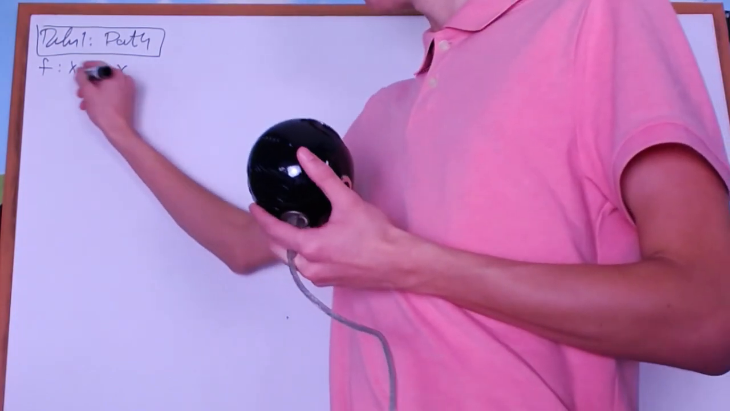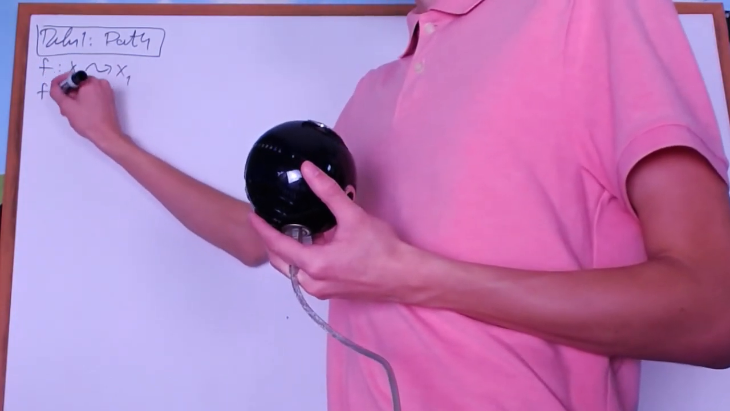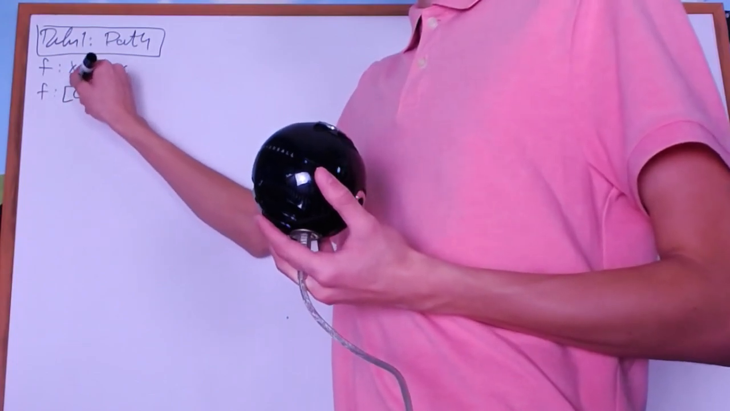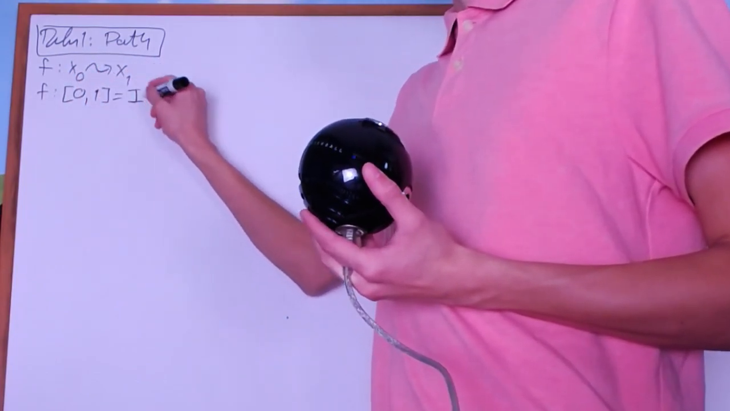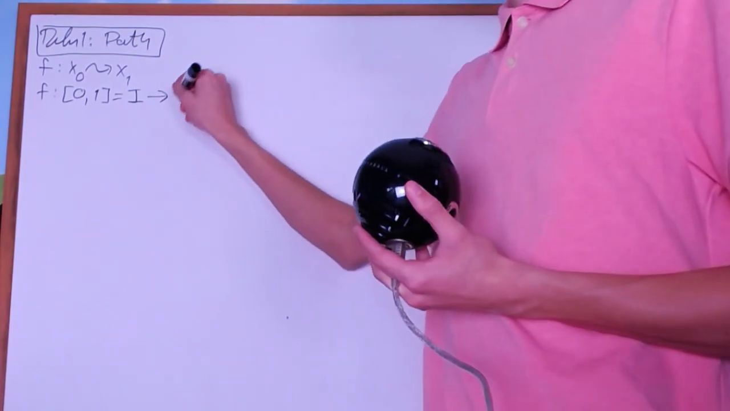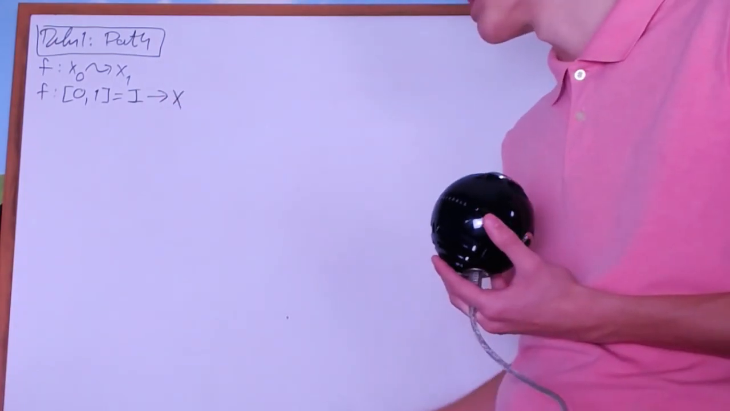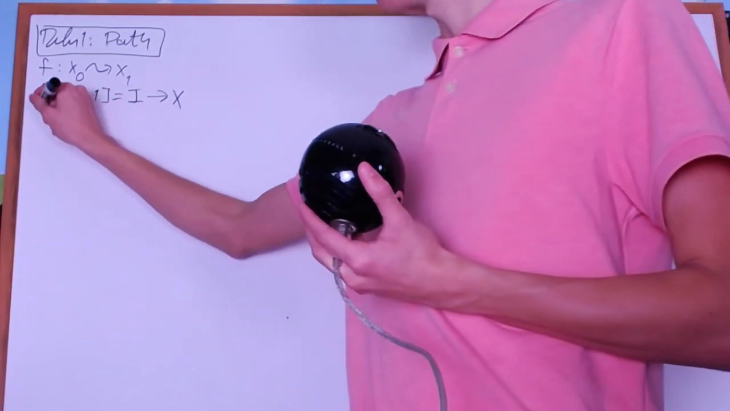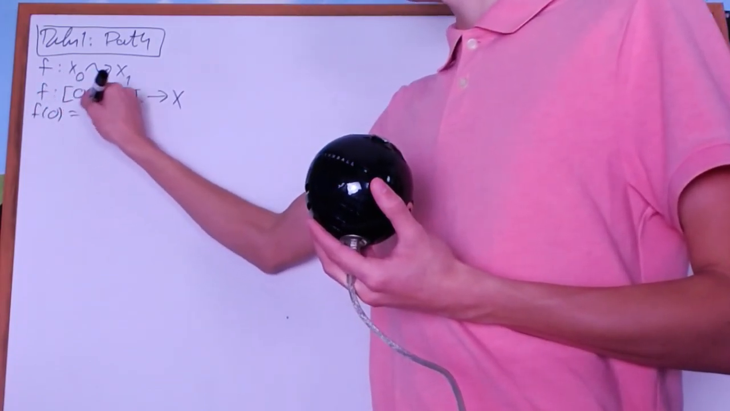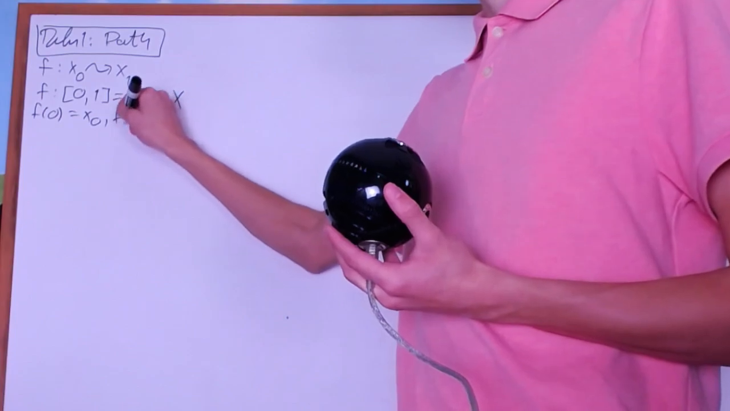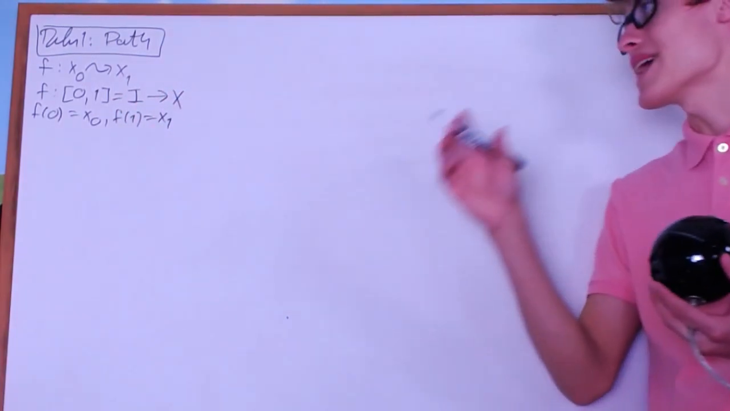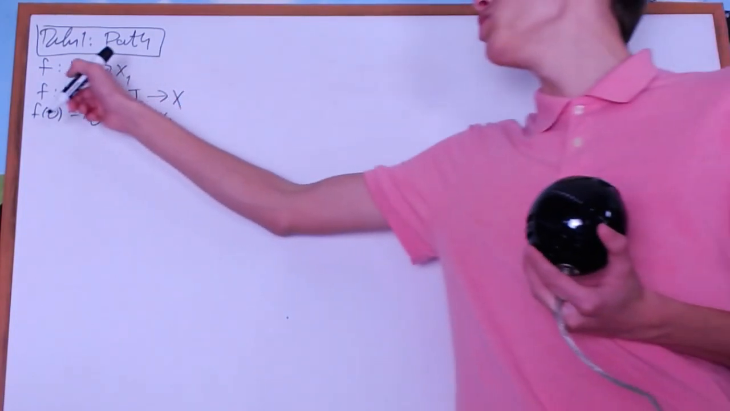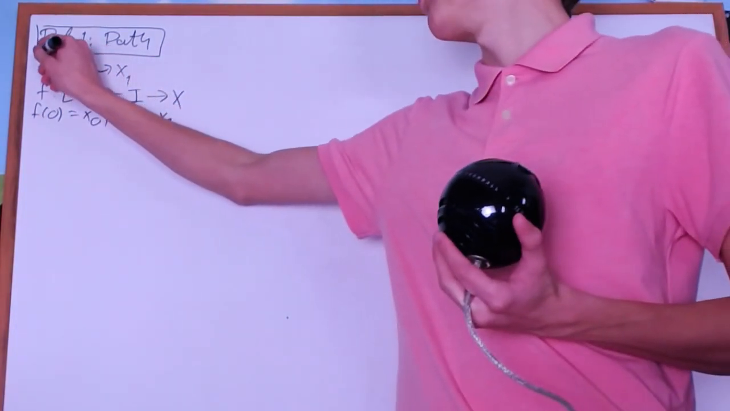And what this means is it's going to be a function that takes you from the closed interval from 0 to 1, which is also called I, and it'll take you into some topological space x. And it has the added condition that f of 0 is x0 and f of 1 is x1. So this is really just a path between the two endpoints x0 and x1.